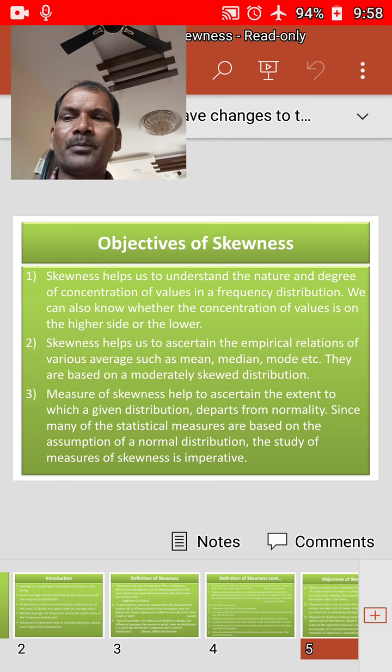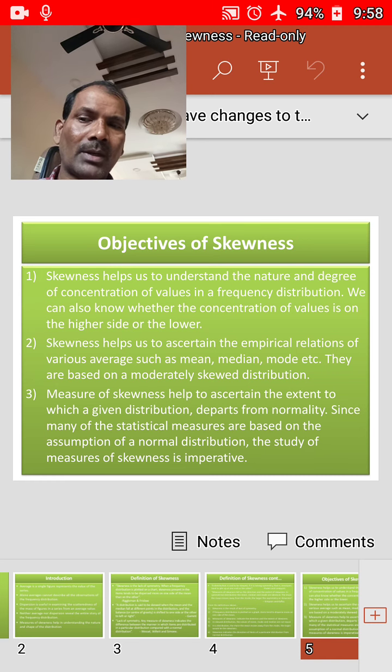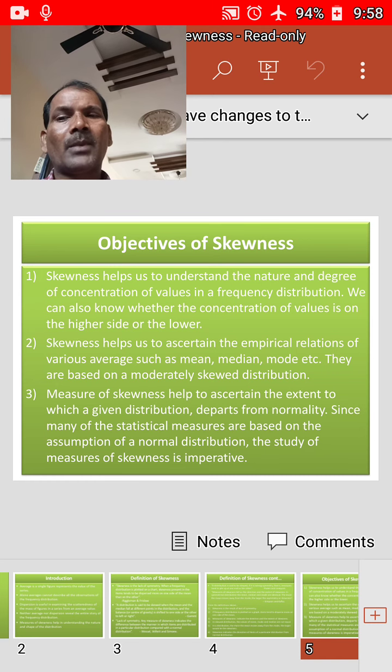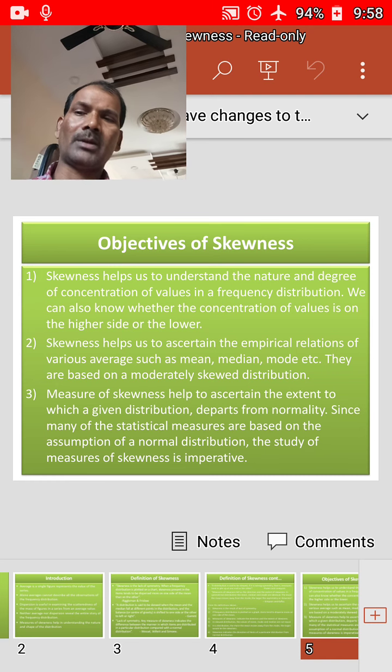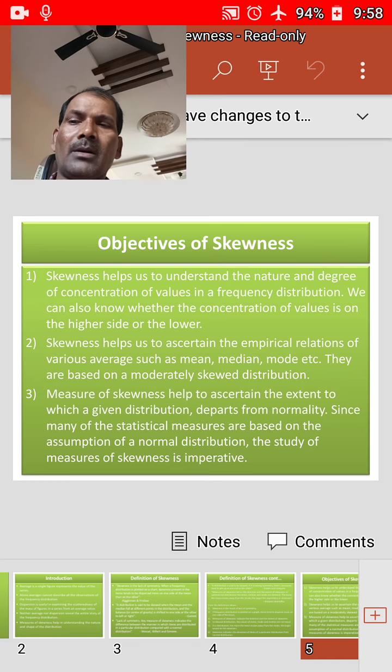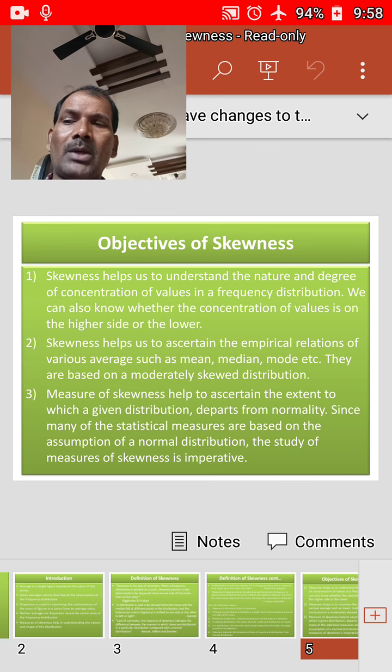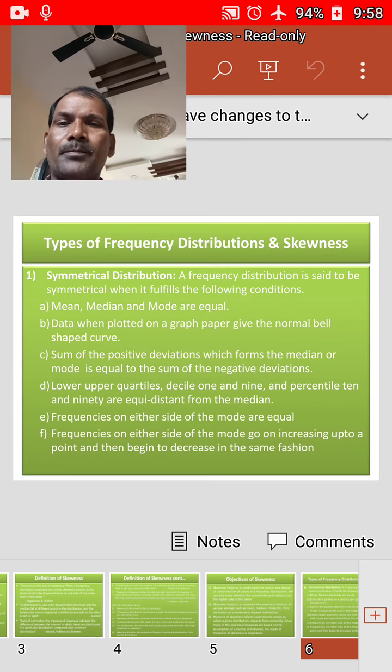When they are based on moderately skewed distributions, we find the empirical relation between these three averages. Measures of skewness also help to ascertain the extent to which a given distribution departs from normality, how it differs from the normal distribution. Since many statistical measures are based on the assumptions of normal distribution, the study of measures of skewness is imperative. Now we'll discuss types of frequency distributions and skewness.